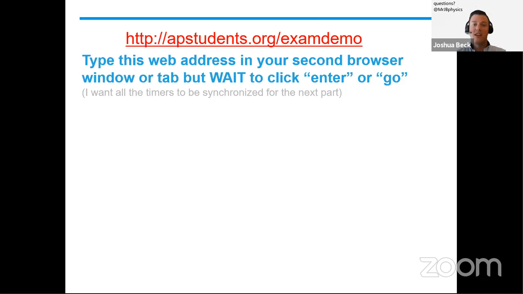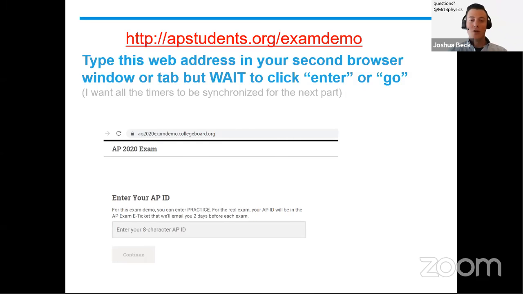All right, let's see if we can get everybody synchronized here. All right, you've got your tab with this web address. On the count of 3, go ahead and hit enter or go. That should keep all of us pretty close to synchronized. All right, so we'll go 1, 2, 3, and go. And this should load. You should see something like this, okay?